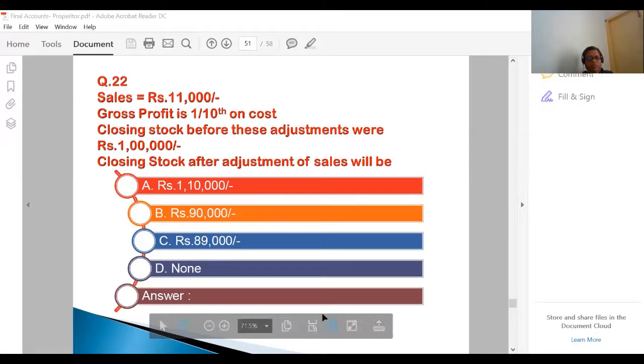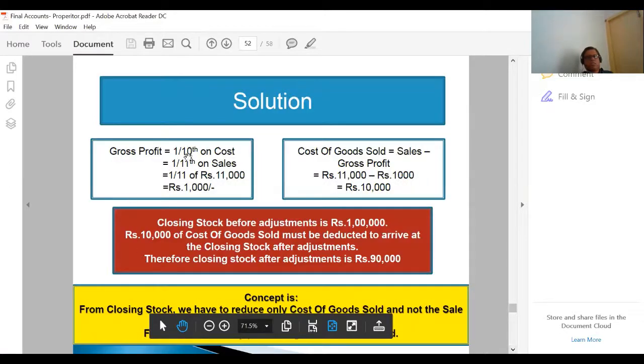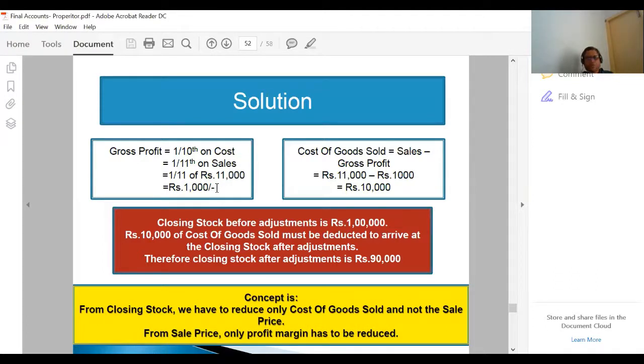Yes. So what is the question here? Sales is 11 lakh, 11,000. Gross profit is 1/10 of the cost. Closing stock before this adjustment is 1 lakh. Closing stock after this adjustment, how much? So gross profit is 1/10 of the cost, that means 1/11th of the sales. So gross profit is equal to 1,000.